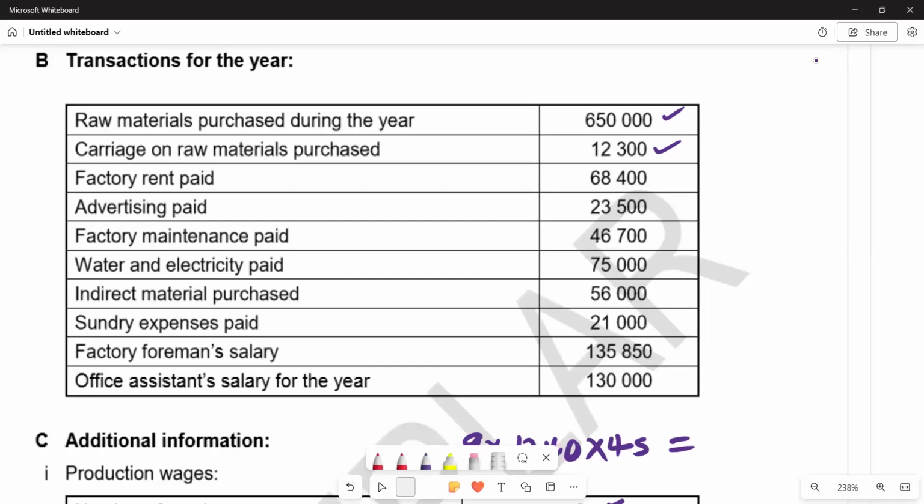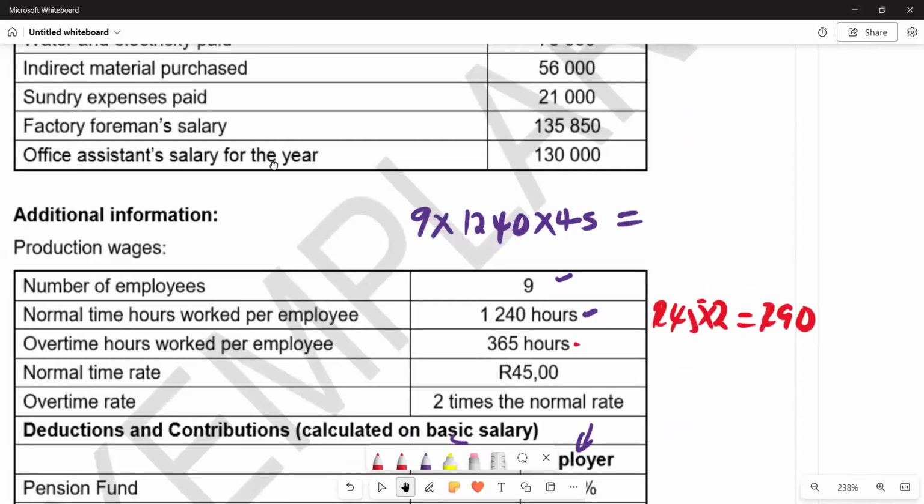So we have to come here to transactions for the year and pick all the overheads that we are seeing in this list of balances. And obviously, after picking the overhead, we need to see how we are going to apportion it between the factory, the office and the sales department. So we go down. The first overhead that we are seeing there is factory rent paid, and it's 68,400. But we need to see how we are going to apportion it between the departments.